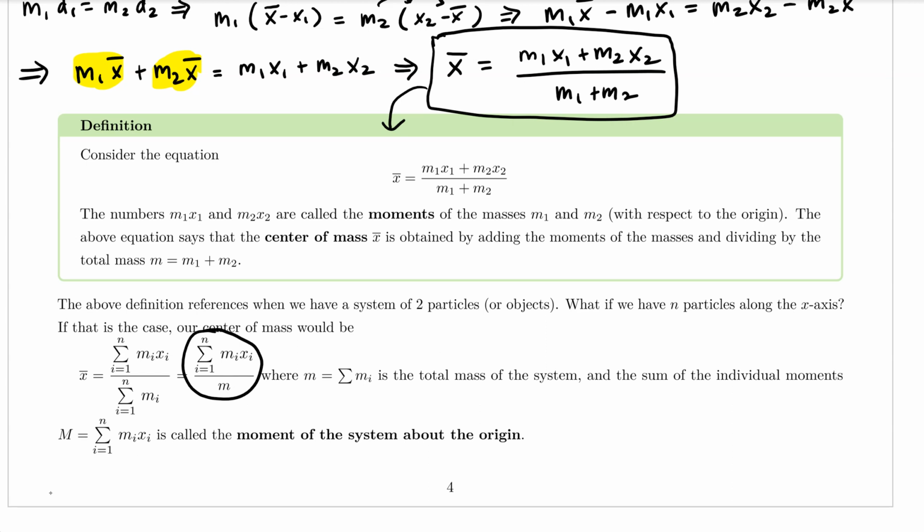So lowercase m is equal to the sum of the individual masses, which gives us the total mass of the system, and the sum of the individual moments we call capital M, and that's denoted with this summation, and that is called the moment of the system about the origin.